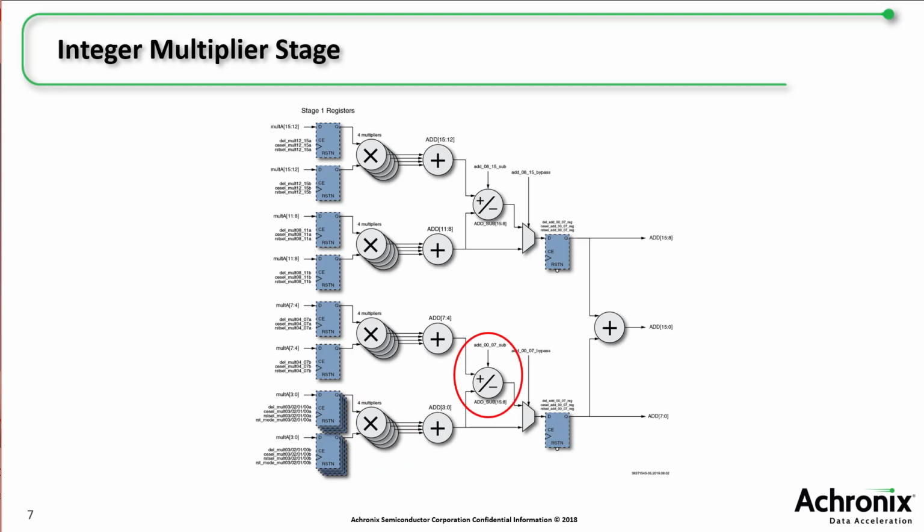Subsequently, each of these quad multiplier stages can be summed together. In total, there are 3 buses that are output from the integer multiplier stage: the sum of the lower 8 multipliers, the sum of the upper 8 multipliers, and finally the sum of all the multipliers.